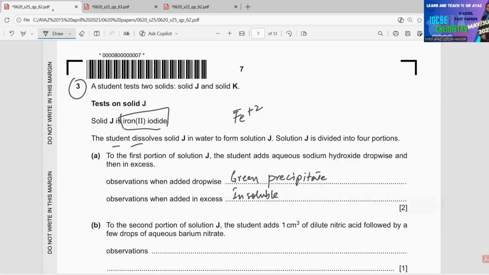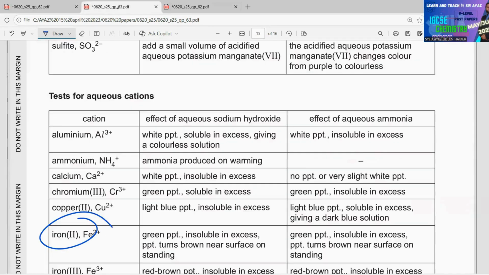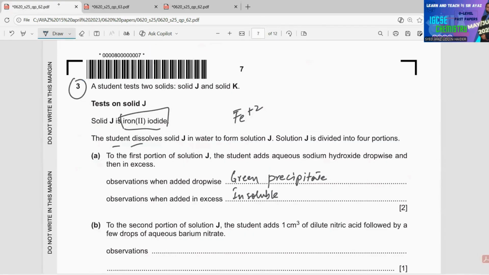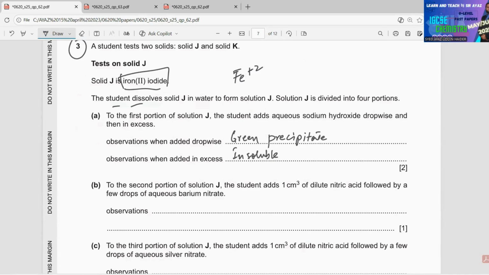B, to the second portion of solution J, the student adds 1 centimeter cube of dilute nitric acid followed by a few drops of aqueous barium nitrate. Now, if you look at the list, this must be the test of the anion sulfate. Here's a sulfate ion. This will involve the test by adding dilute nitric acid, then add aqueous barium nitrate. It will give white precipitate if sulfate ion is present. And we see that the compound is iron 2 iodide, so it does not have sulfate ion. So in the observation, what you're going to write? You write no change.